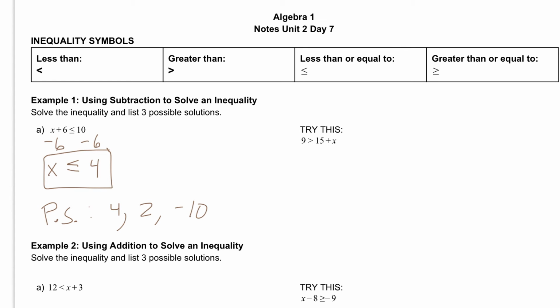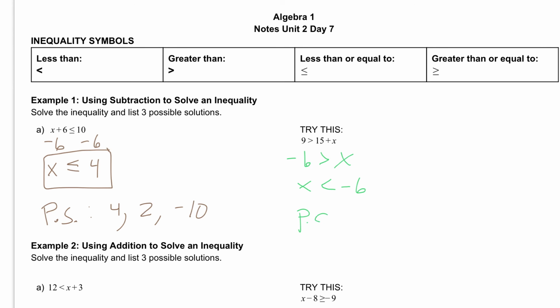If you did the try this correctly, you should have ended up with negative 6 is greater than x. One way to look at this is to flip the sides. So the x over here and the negative 6 here. If I switch those sides, I also switch my inequality sign. It makes it easier to come up with your solutions when the x is on the left, because now as I read it, x has to be less than negative 6.